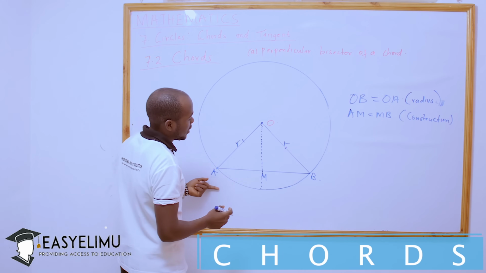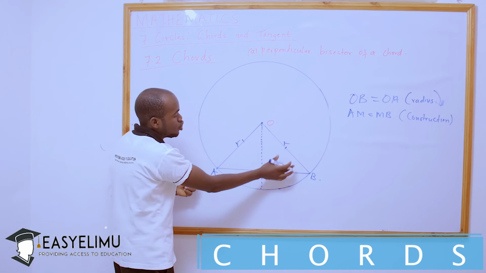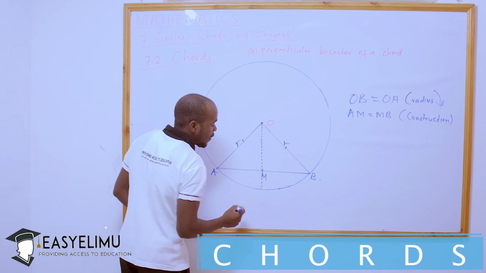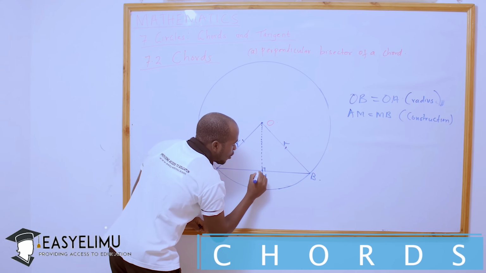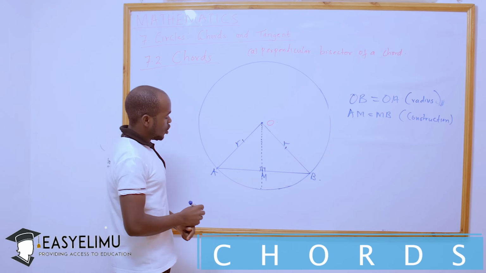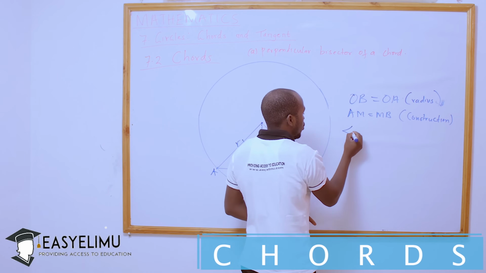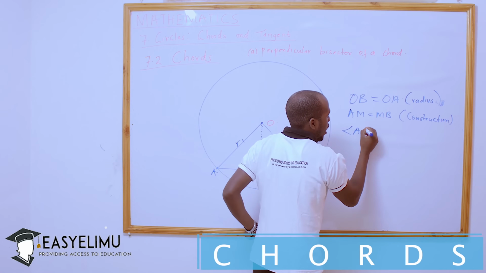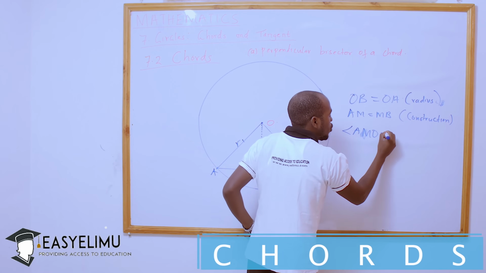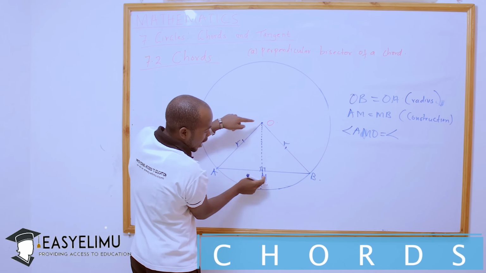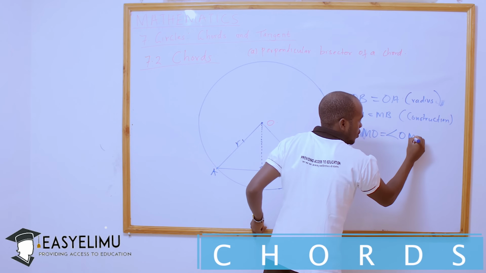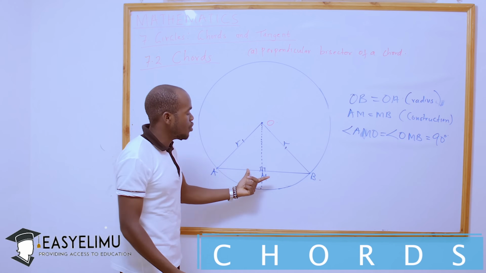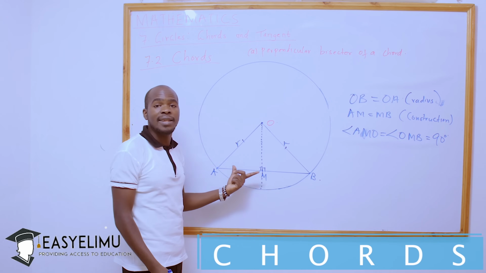From that section, we shall have two triangles here which are similar, and if this one cuts at this point, you will find that we are going to have this angle which is 90 degrees. So meaning that if you take angle AMO, it will be equal to angle OMB, and this one will be equal to 90 degrees. After constructing, you are going to have it as 90 degrees.